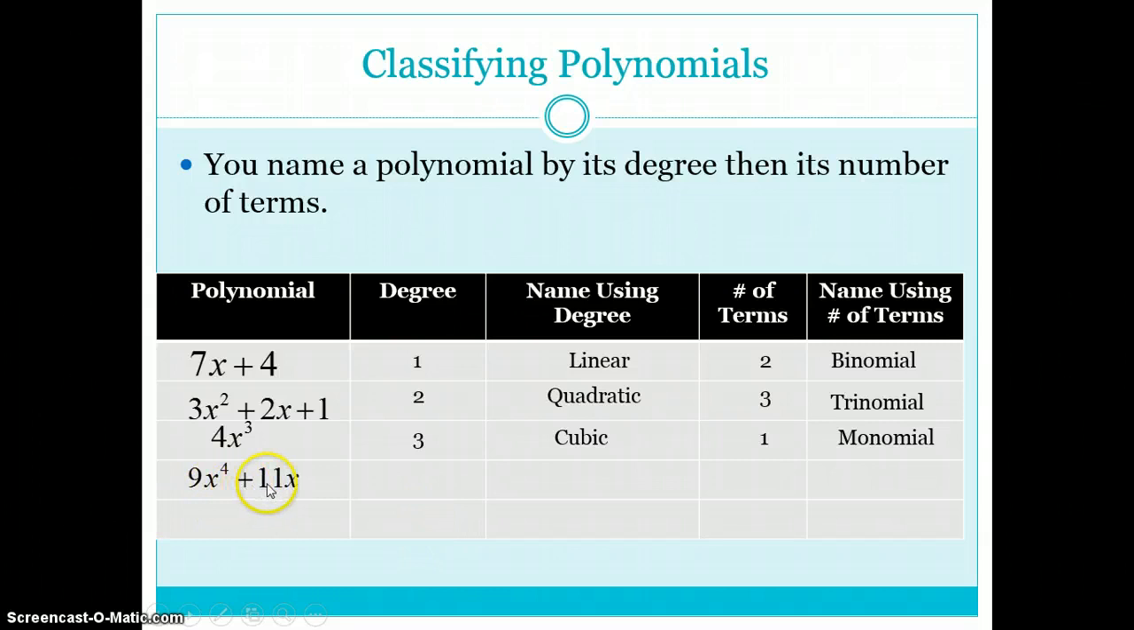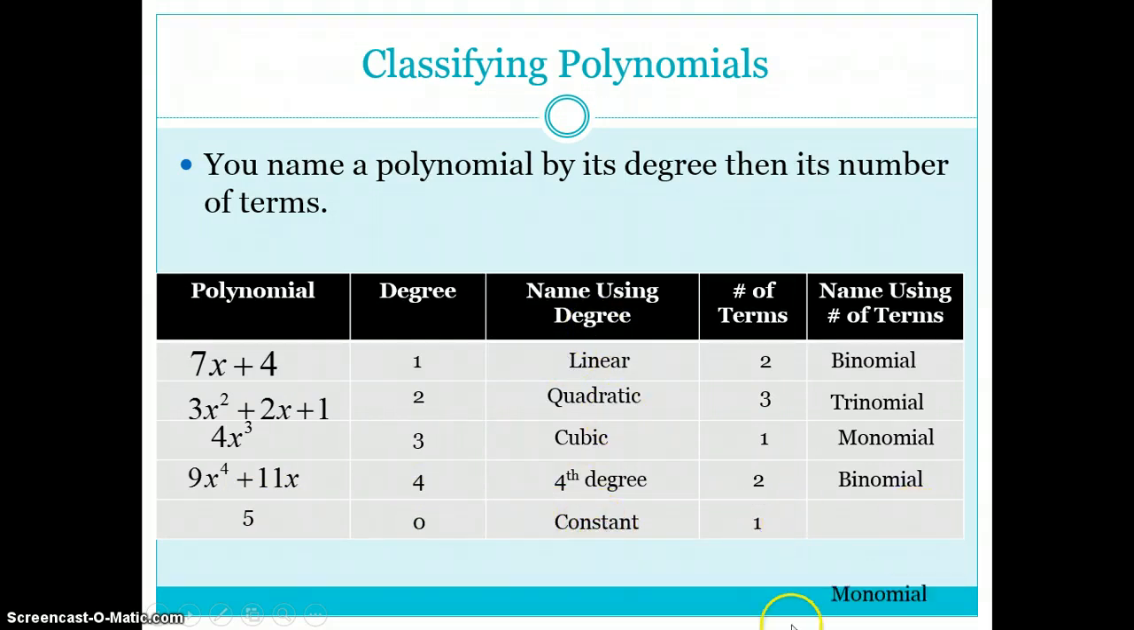9x to the fourth plus 11x. Its degree is 4. There is no special name for 4, just fourth degree. So we have our special names for 1, 2, and 3. We do not for 4. Number of terms, 2. That's a binomial, fourth degree binomial. This chart is right in your book, so don't worry about trying to keep up here. Just follow along. 5 degree. It's 0 degree. It's a constant.